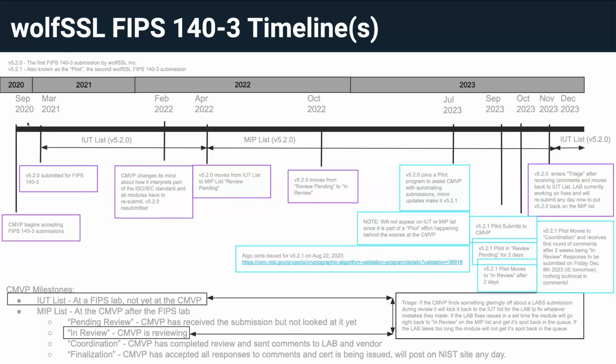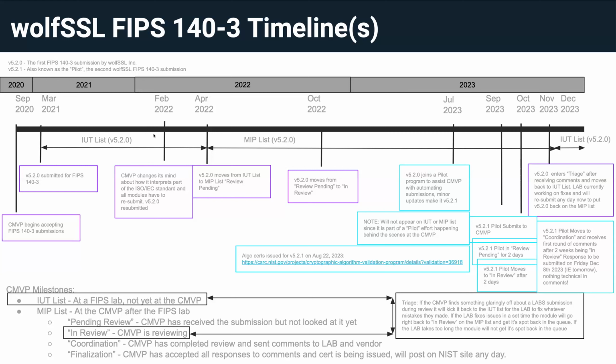And I'm not 100% sure if we've actually seen a 140-3 cert cut yet from anything that was submitted after September. Some of the more recent ones may have been post-pilot submissions, but I'm not 100% sure on that. But anyways, we started our work in late 2020. We got our submission in around March of 2021, and we sat on the IUT list all the way up until April of 2022, so over a year.